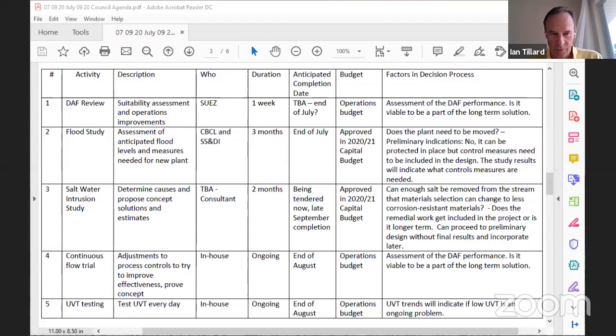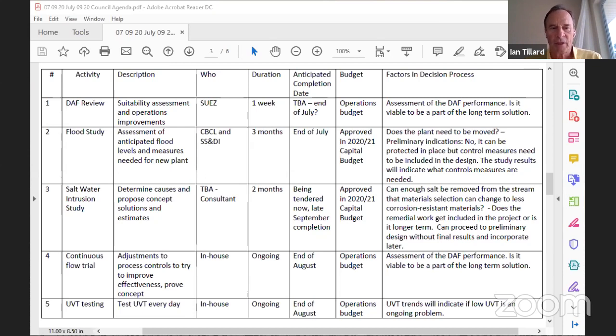So the first one was on the DAF review. I don't know if you remember, we're looking at getting the manufacturer down here in Suez. That has not happened yet because of COVID. They come out of Quebec, so again, makes us all a little bit nervous, but we're keeping an eye on that week by week, and as soon as we can get them down here, we're going to get them down here. That is really to look at the operational aspects of the DAF units and to see what they, as manufacturers, see in terms of what could be improved and what the limitations are and that type of thing.